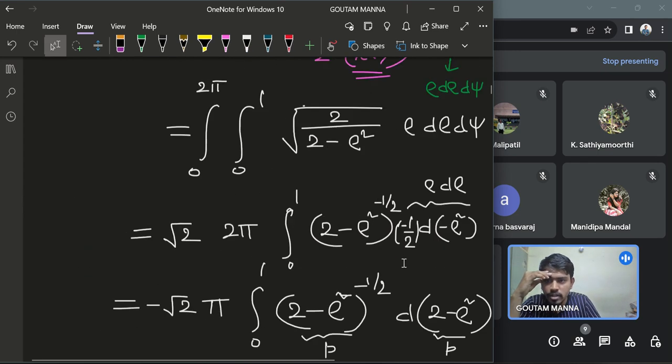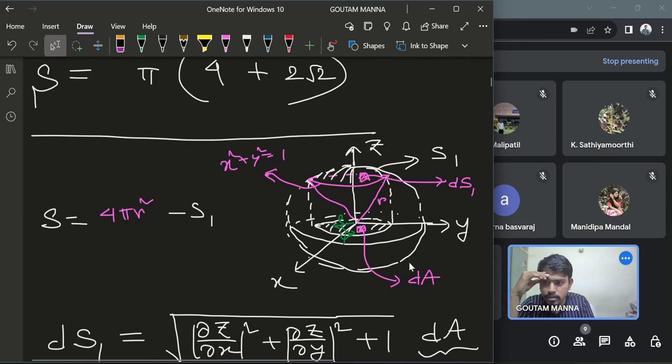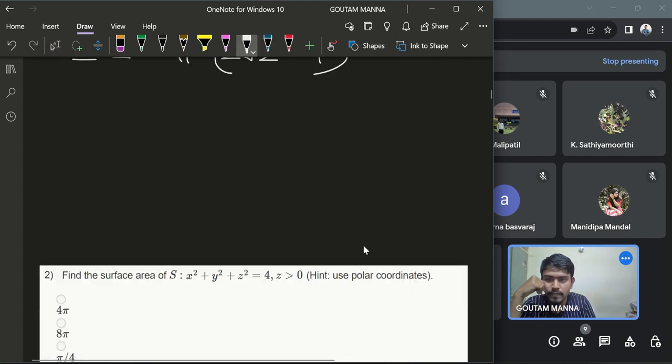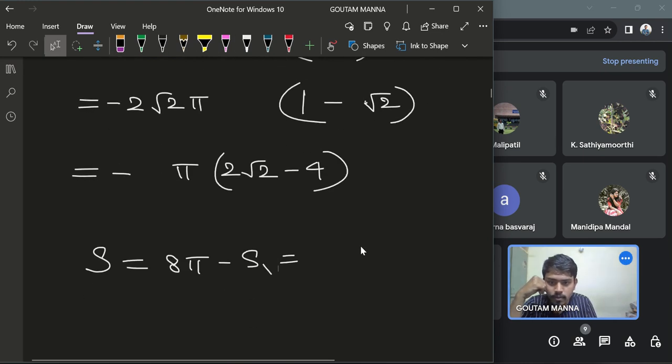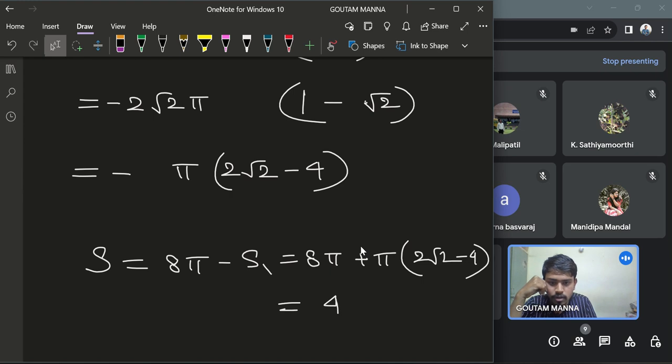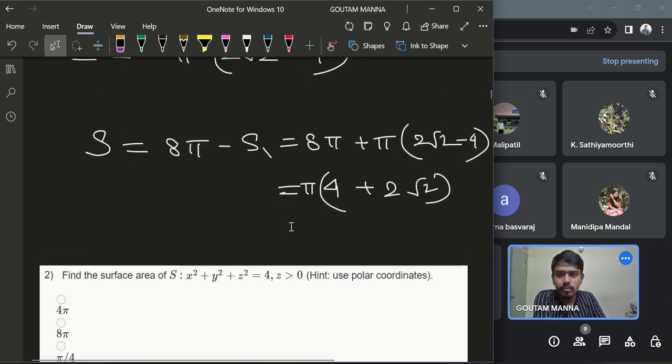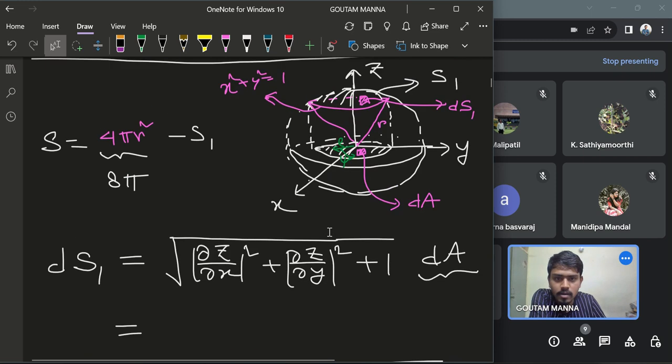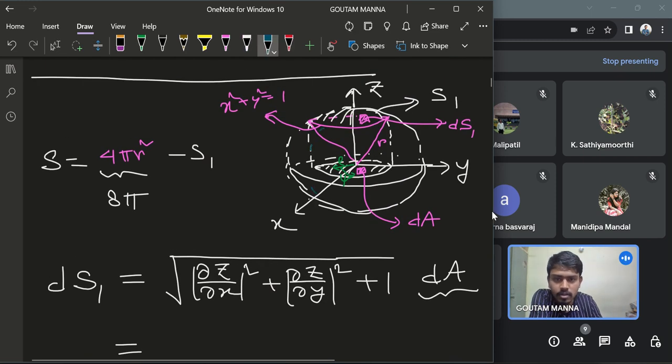Okay, this is the S1, and now what will be the total area of this entire sphere? Our r is root 2, so r square is 2, which means it will be 8 pi. So the area of this lower portion will be S equals 8 pi minus S1, which is 8 pi plus pi times 2 root 2 minus 4. If I take pi outside, it will be 4 plus 2 root 2. So this will be the area of this region, under the point where this cone cuts.